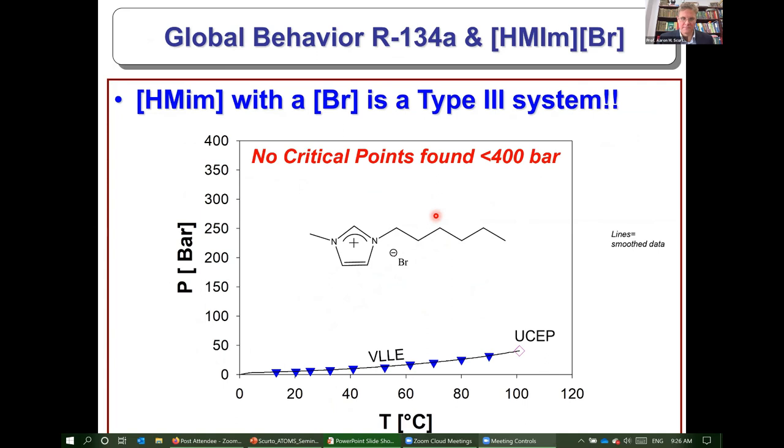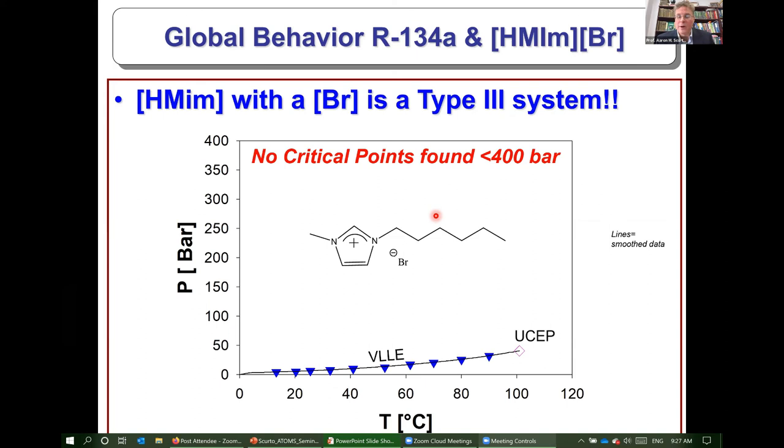What's interesting is when we change the anion and go from HMM-TF2N or any other ones on the other page to bromide. Bromide's interesting with R134a in that it doesn't form these regions or form critical points that we can find, at least up to 400 bar. So we believe this might actually be a type 3 system.